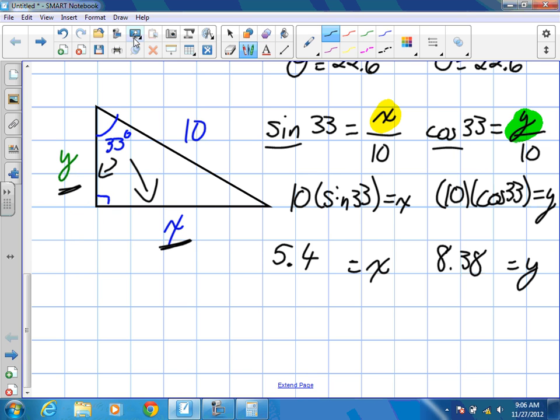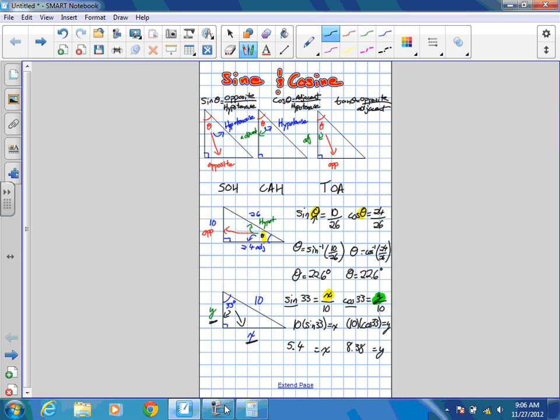So that's kind of a rundown on sine and cosine. That's solving for an angle and solving for a side.